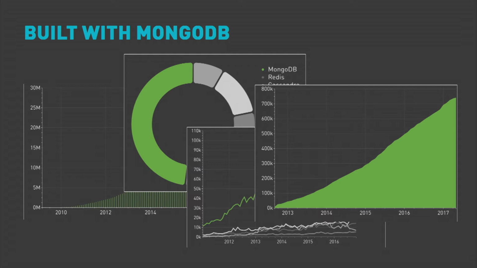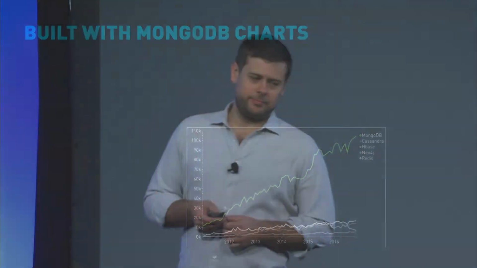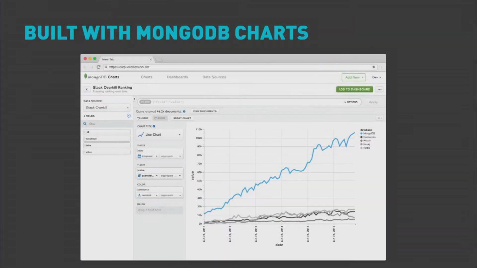So a few minutes ago, I told you that these charts were built with data sitting in MongoDB. That was true. I implied they were built with the BI connector. That was false. They were actually built with a brand new tool called MongoDB Charts. And it looks like this.